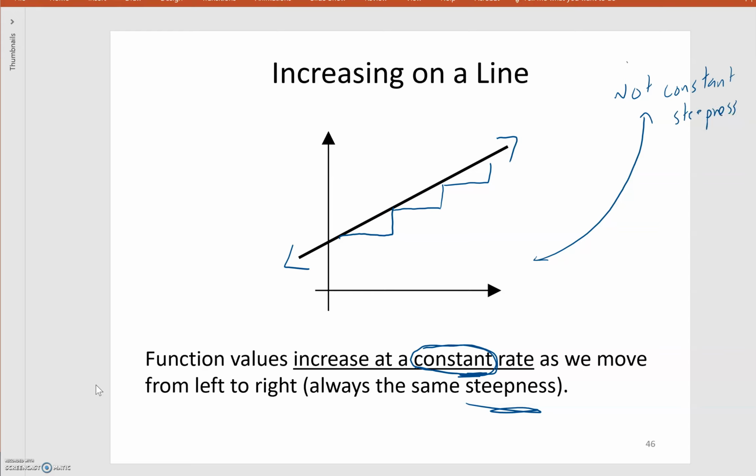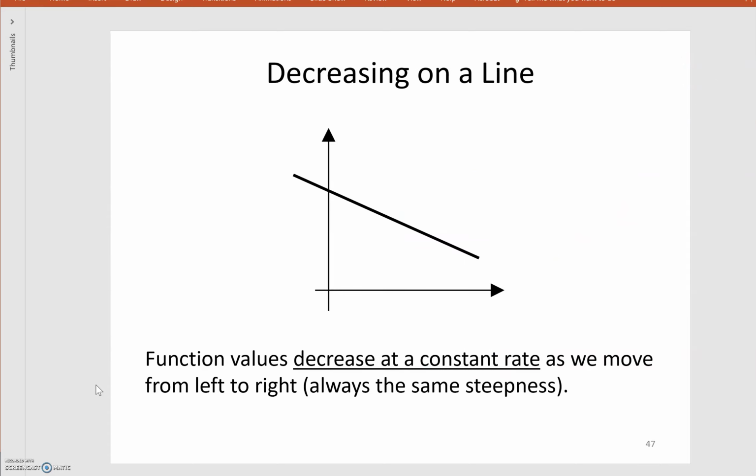Now the function's increasing, but somehow we have this difference in steepness, and we want to kind of name that. All right. So moving along, we could also look at a decreasing function.